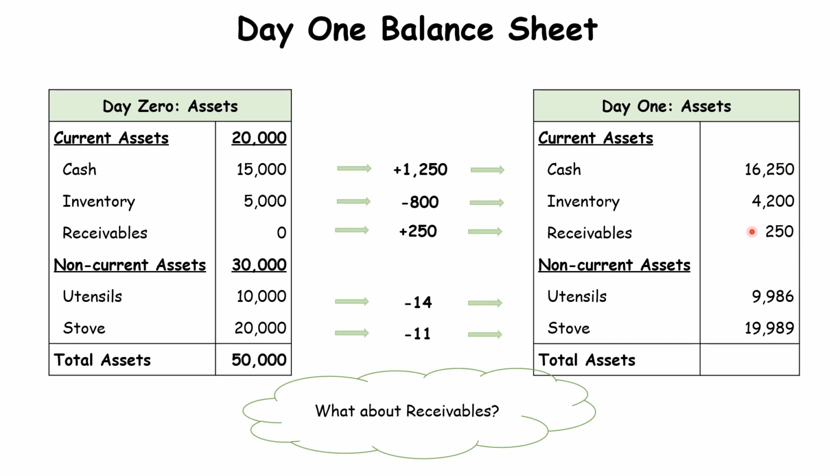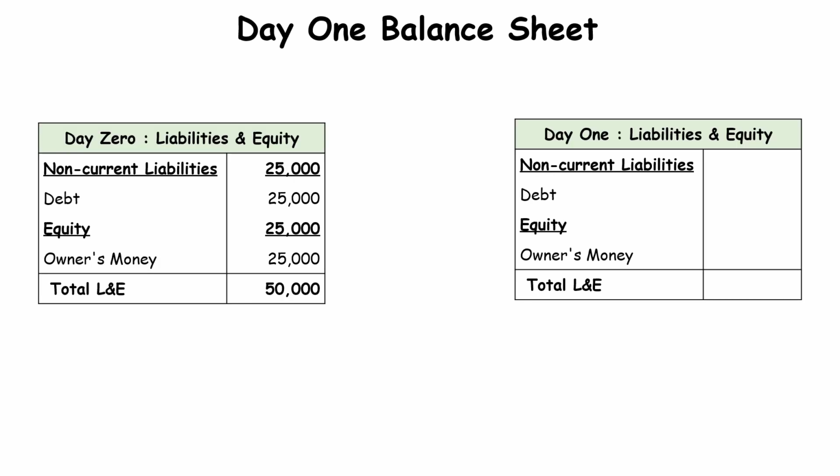Let's add all the current assets. The value of current assets would be 20,700. Similarly, let's add all the non-current assets. The value of non-current assets would be 29,975. If we add these current assets and non-current assets, we will get the value of total assets at the end of day 1 as 50,675. We have calculated the asset side of the balance sheet. Now let's work on the liabilities and equity side.